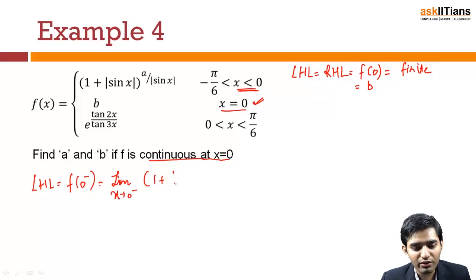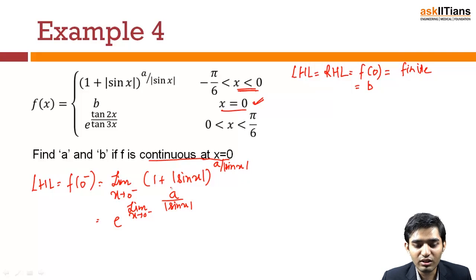And this is a 1 to the power infinity form again. Right, this is a 1 to the power infinity form in limit. So again the method for solving this will be e to the power of g(x) into (f(x) minus 1). So basically here you will get limit x tending to 0 minus, and g(x) is a by mod of sin x, into (f(x) minus 1). So this quantity minus 1 means this 1 will get cancelled, and into mod of sin x. So basically this mod of sin x will get cancelled and the left hand limit will be nothing but e to the power a.